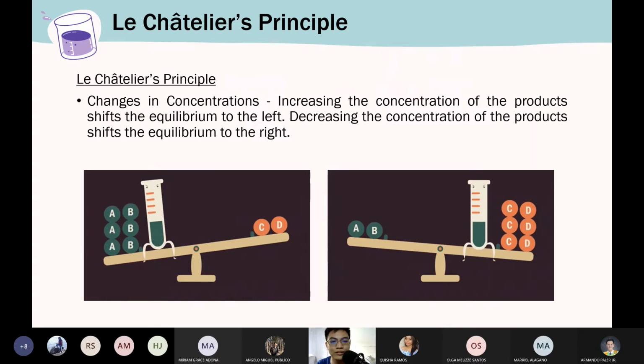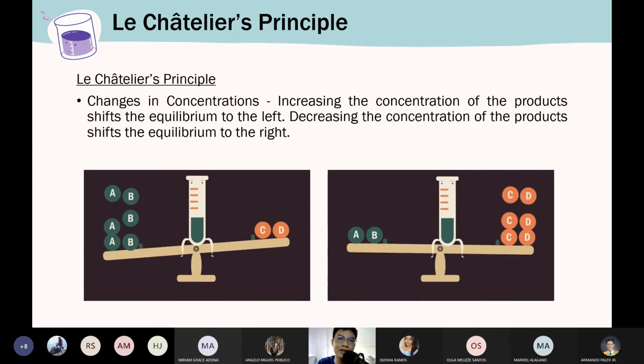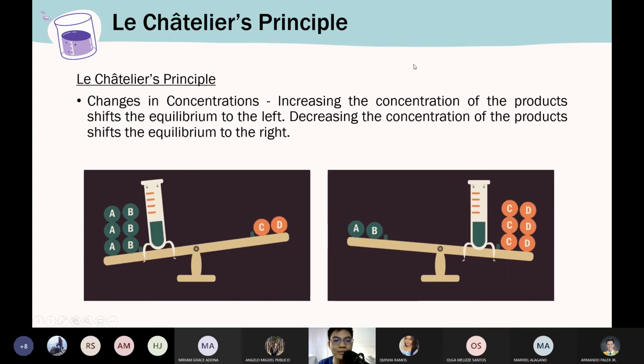Number 1, change in concentration. Sabi dito, when you increase the concentration of products, it shifts the equilibrium to the left. Diba yun naman yung nangyayari sa reaction coefficient. Kapag maraming product, edi papunta sa left yung reaction. And kapag yung reactant naman yung dinamihan mo, edi to the right. If you decrease the amount of products, to the right naman yung reaction. Bakit to the right to?